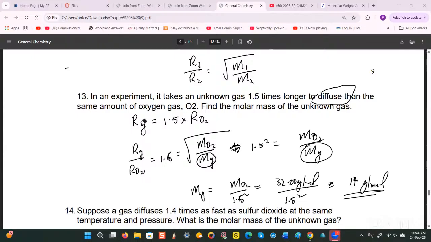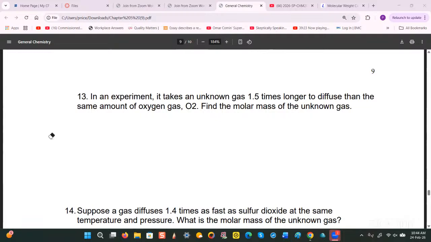You know what? Let me just clear everything. I apologize. I'm going to rewrite the equation here. R_G over R_O2 is equal to the square root of M_O2 over M_G, all right? Now, here's where the mistake I made, and it's a common mistake that is made all over.